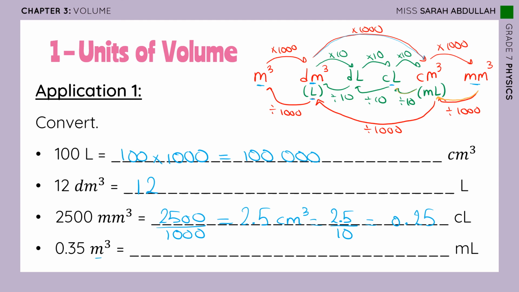And the last one, it's meter cube. So this is meter cube. I need to convert to milliliter, which is the same as centimeter cube. Okay, so how many steps should I take? This is the first step, and this is the second step. The first step is times 1,000, and the second one is times 1,000 as well. So I say 0.35 times 1,000, and then times another 1,000, and the answer is 350,000 milliliters.